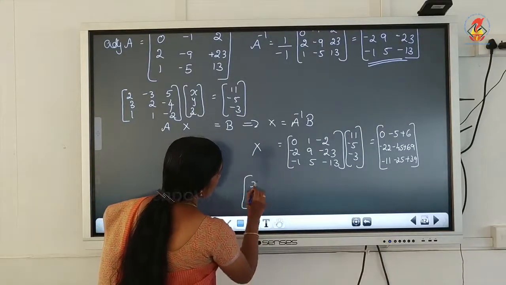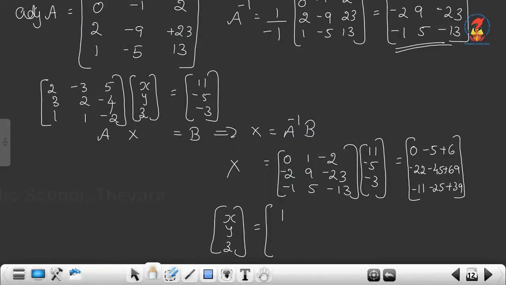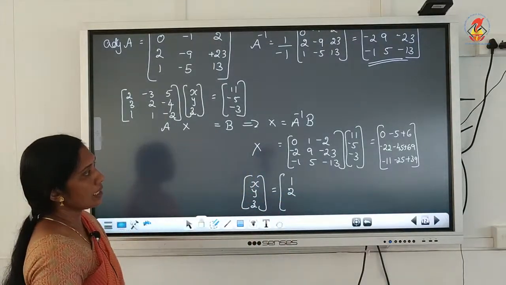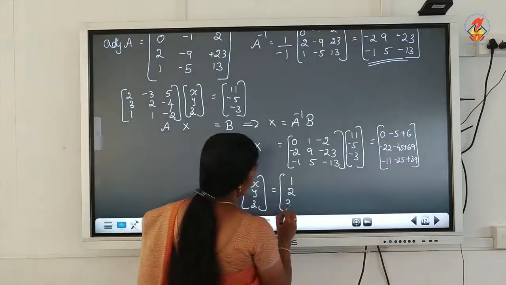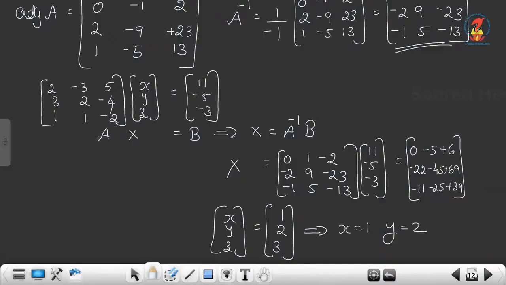So [x, y, z] is equal to 1, then -67 plus 69 is equal to 2, then -36 plus 39 is 3. So which implies x is 1, y is 2, and z is 3.